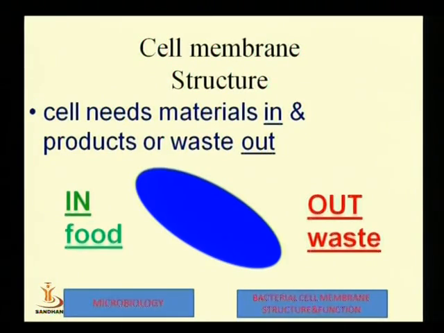Now, why do they need this kind of transport? Because the cell needs material in, and products or waste out, which are produced during metabolism. Now, which kind of materials do they need in? That is food. And which kind of material goes out? That is waste.